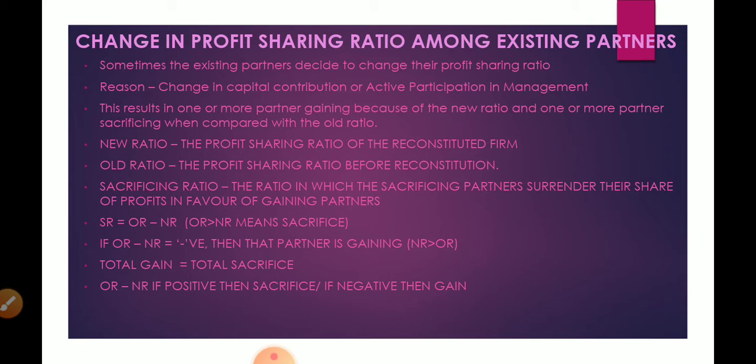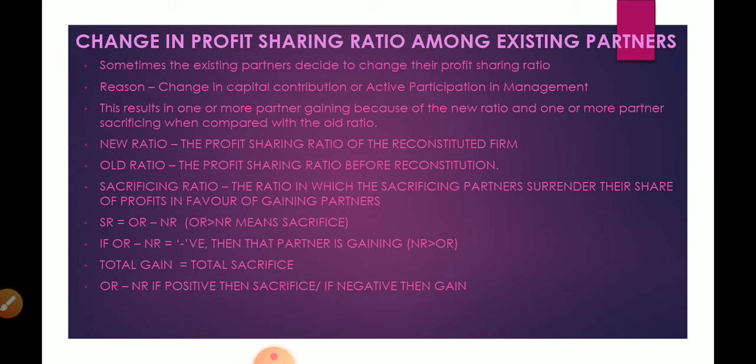Sometimes the existing partners decide to change their profit sharing ratio. The reason can be that there is a change in their capital contribution, like one partner has contributed more capital and the other partner has contributed less capital, and the partner who has contributed more capital wants to change the ratio also accordingly. Or it can be that one partner is actively involved in the business and the other partner is not at all involved, so the active partner would like to have a major share in the profit.